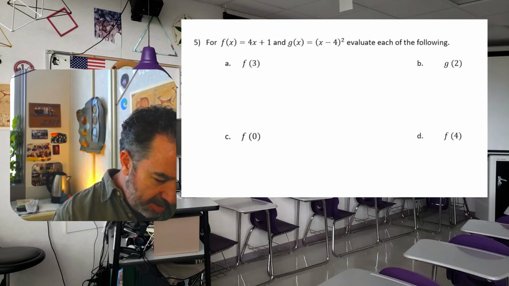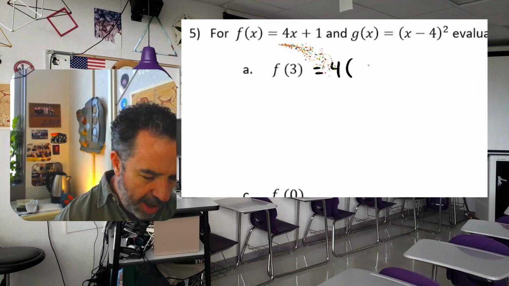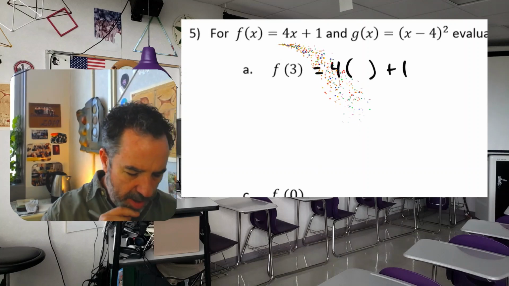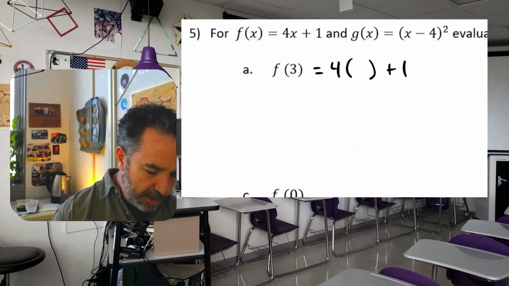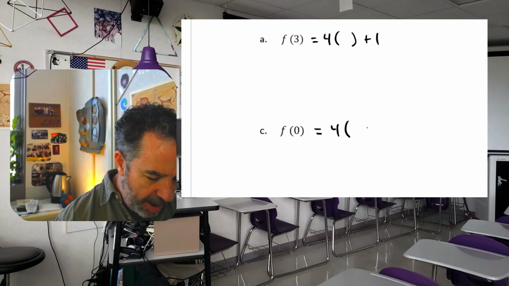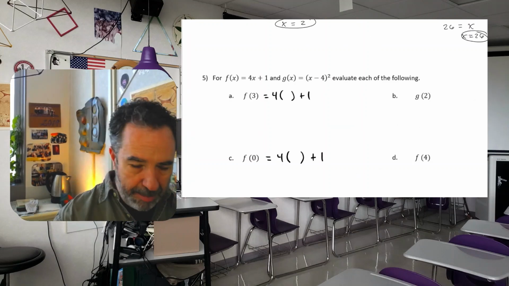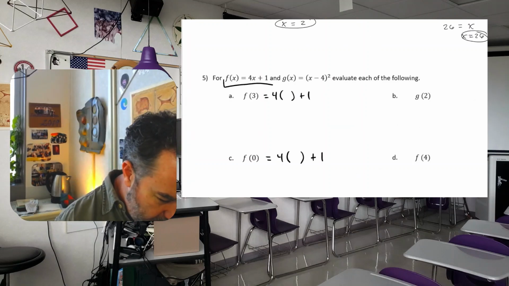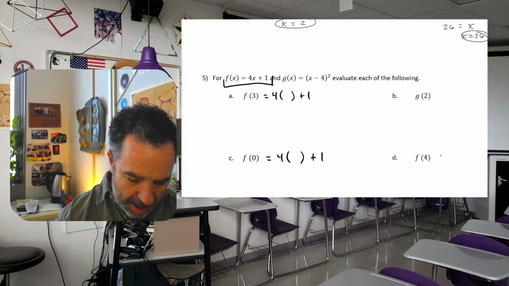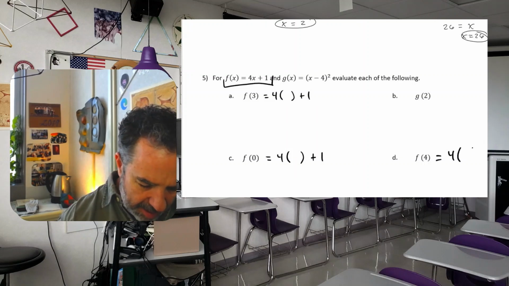And just as a model, I'm going to come down here and say, look, f of x is equal to 4 times whatever x is plus 1. I could do the same thing for the next problem below. f of x is always 4 times whatever x is plus the number 1. There's another one of those over here. I'm just copying down this rule. It says what the rule is for f of x. So over here, I'm going to write f of x is 4 times whatever x is plus 1.